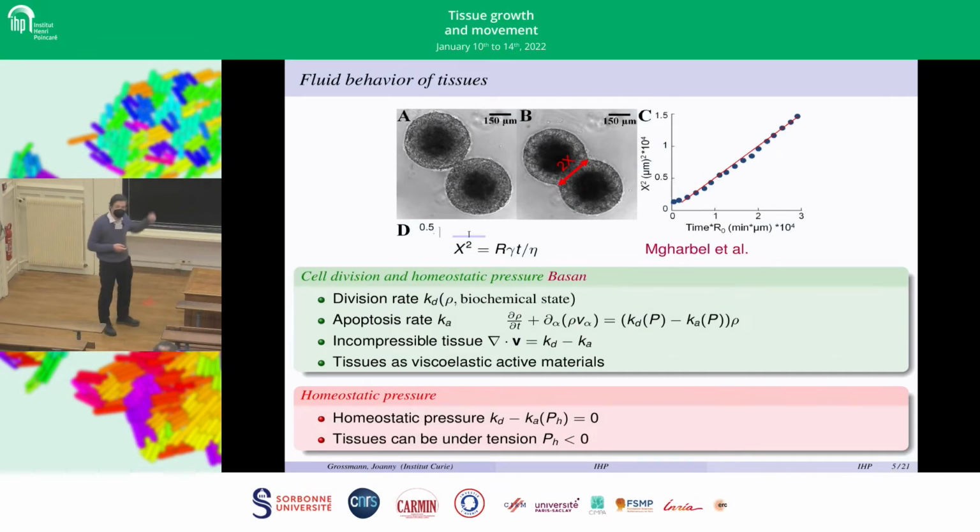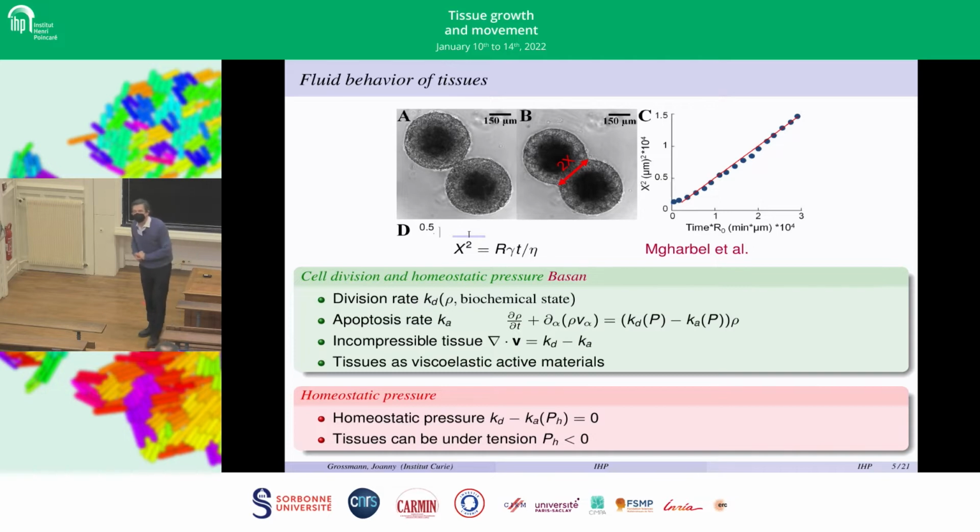Now, the division rate decreases with pressure, the death rate increases, and you can reach a pressure which we call the homeostatic pressure, the steady state pressure, where the growth rate, which is a proliferation rate, is exactly equal to 0. In this case, the tissue is at steady state, which means the number of cells is constant or fluctuates around a constant. So there are a few experiments that measure this homeostatic pressure.